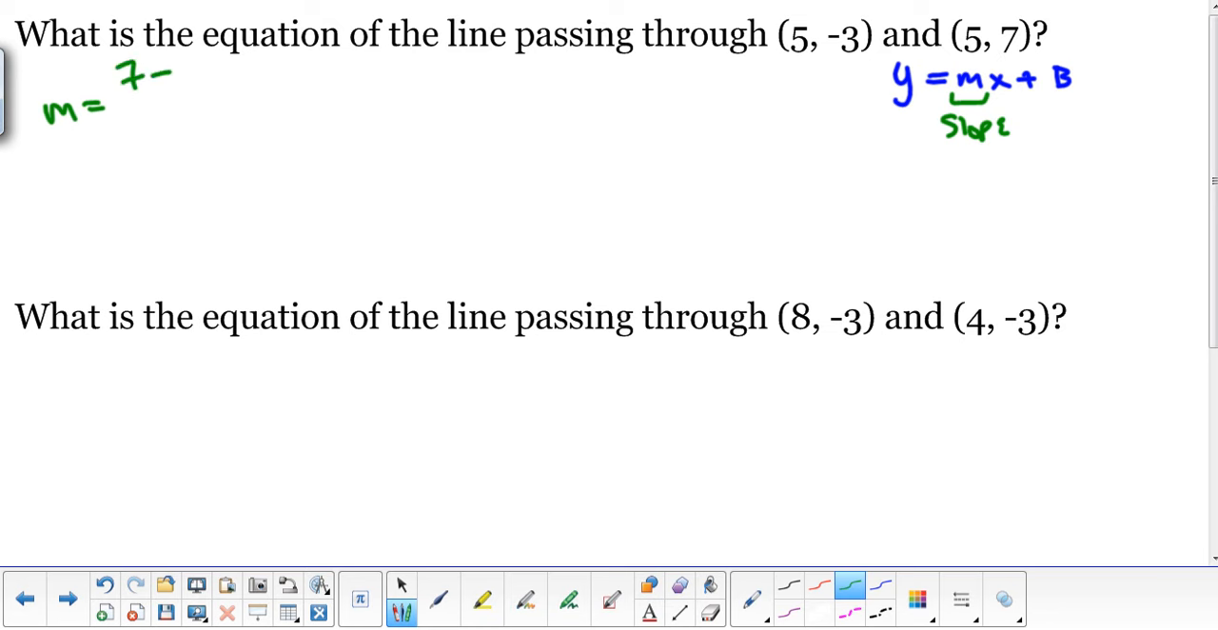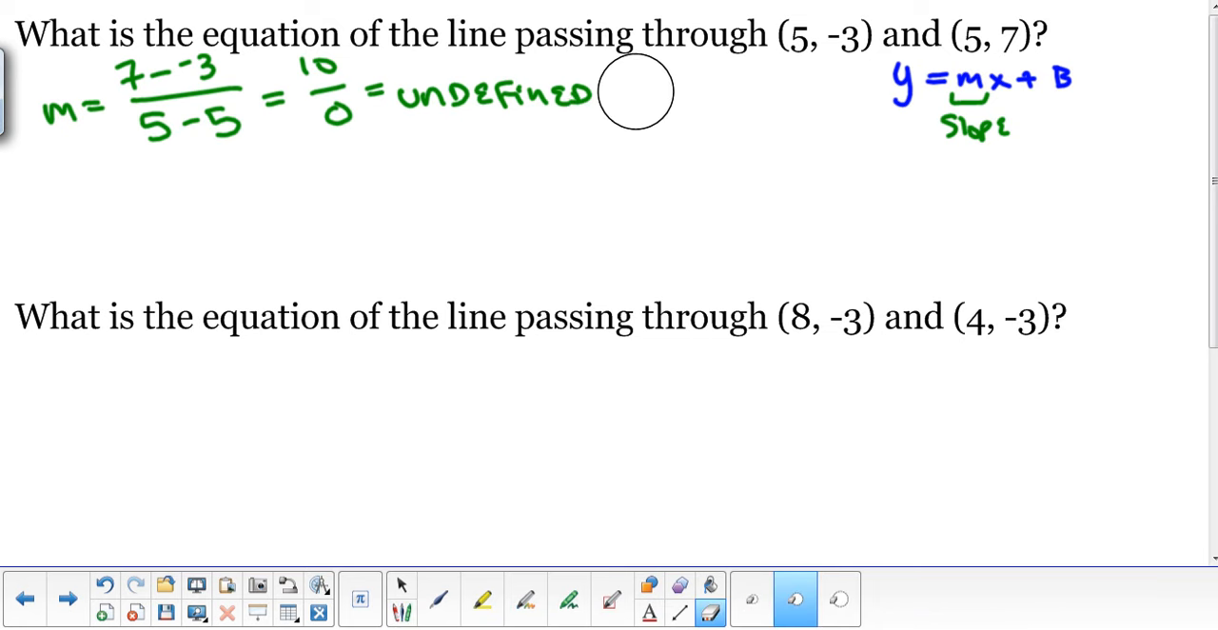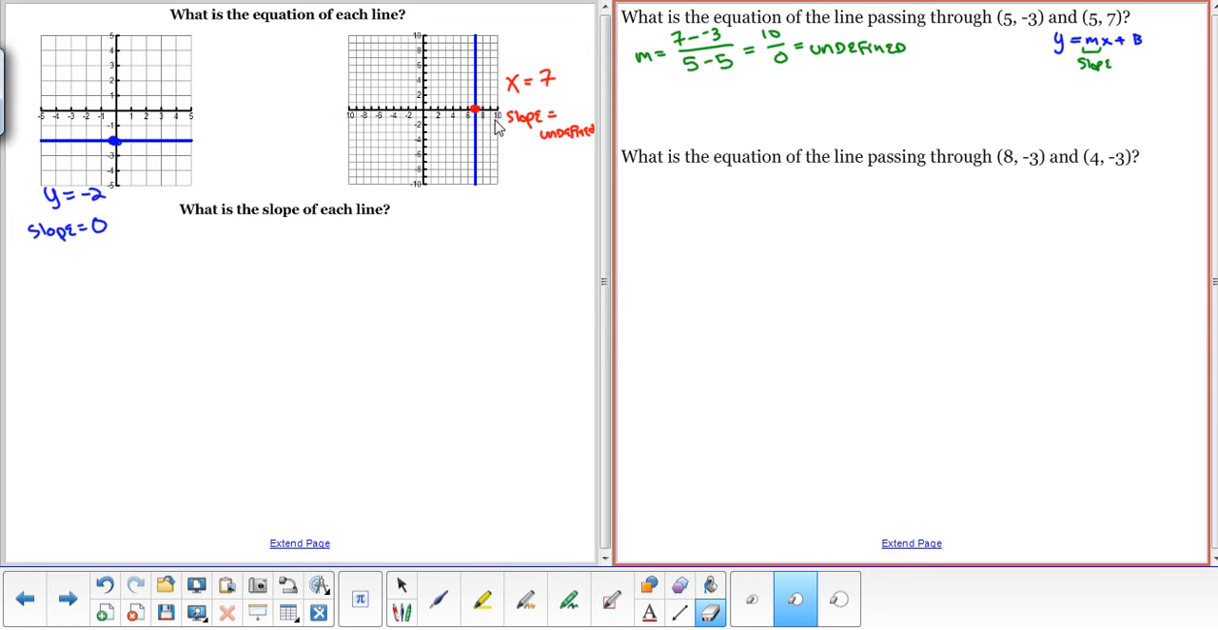So y2 minus y1 over x2 minus x1. That's 10 over 0. If you type this into your calculator, you get an error because you can't divide 10 by 0. This means it has no run. The slope is undefined. If the slope is undefined, then if you go back a page, undefined slopes have vertical lines. In this case, all of the x's were 7.